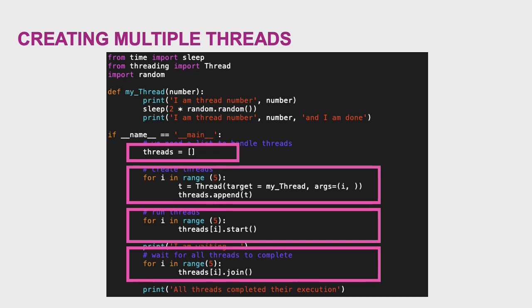So we have a cycle to create them. Similarly, we don't have to start a single thread, but we have to start 5 threads. And consequently, we need a cycle. And we also need a cycle to wait for all the threads to terminate their execution. Now, let's see our simple code at work.